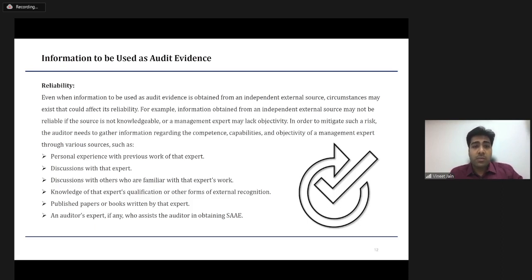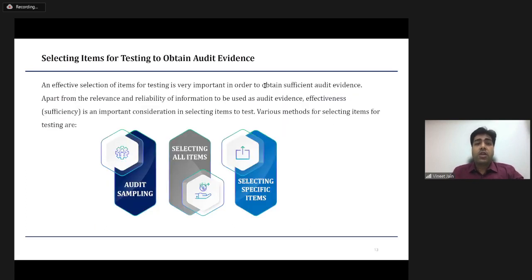So this was basically about the second aspect of SA 500, information to be used as audit evidence. Now we are moving towards the third aspect of SA 500, selecting items for testing to obtain audit evidence.